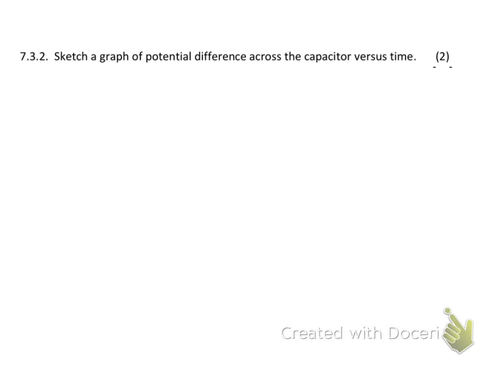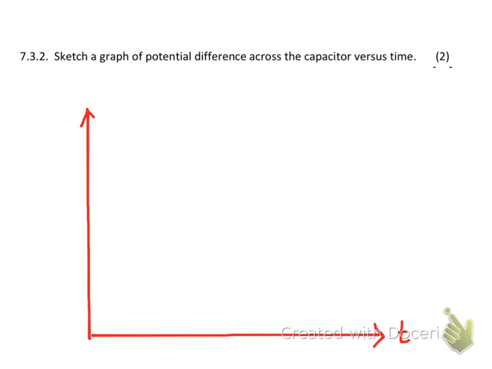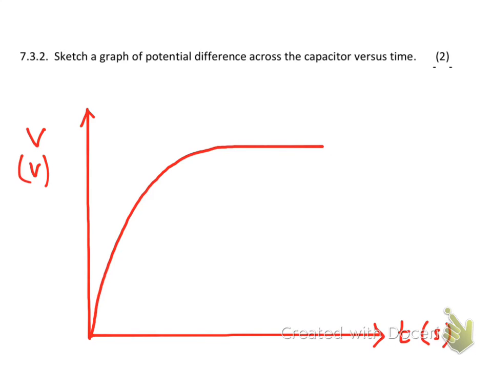Alright, last question, the potential difference across the capacitor versus time. Remember, even though you're sketching a graph, you're still using your ruler where necessary, so draw your axes with rulers, label them carefully, potential difference symbol V, units in volts, put that in brackets, against time, small t, seconds in brackets as the units. And when a capacitor charges up, there's a rapid increase in potential difference, and then slowly as the capacitor gets fully charged, the potential difference remains a constant, and so the graph looks like that.